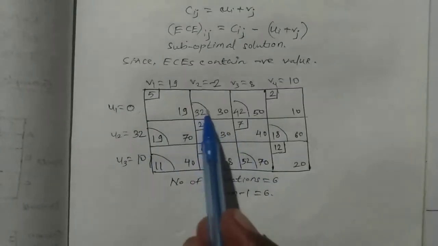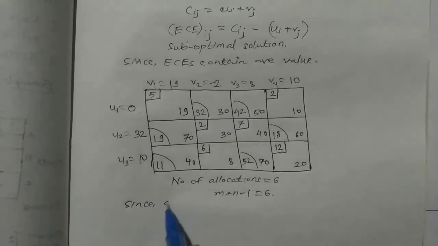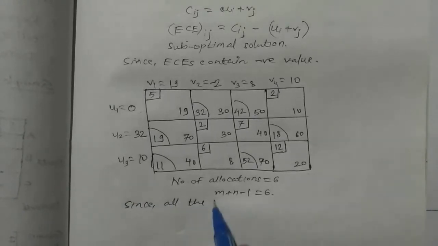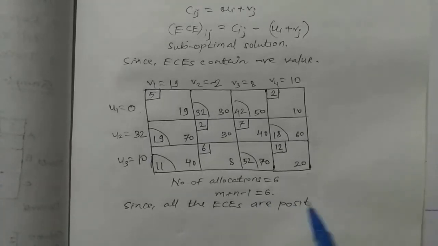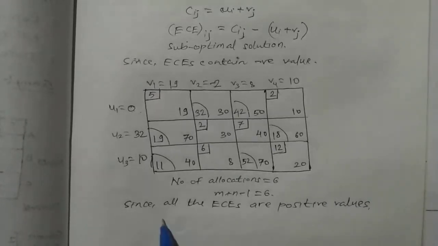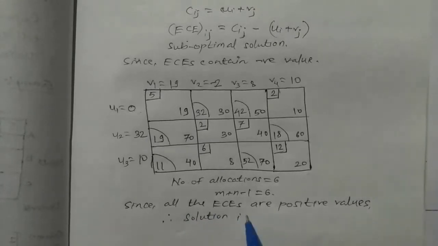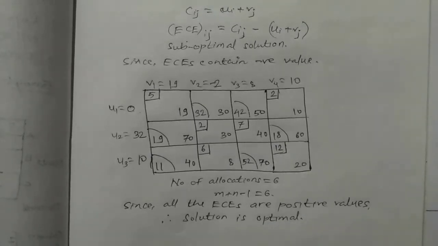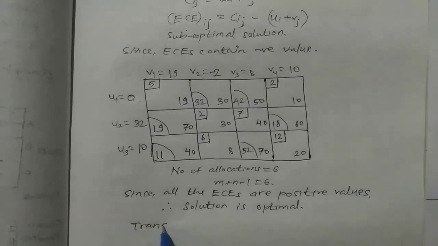Since all the empty cell evaluations are positive values, therefore the solution is optimal here. And now calculate transportation cost.